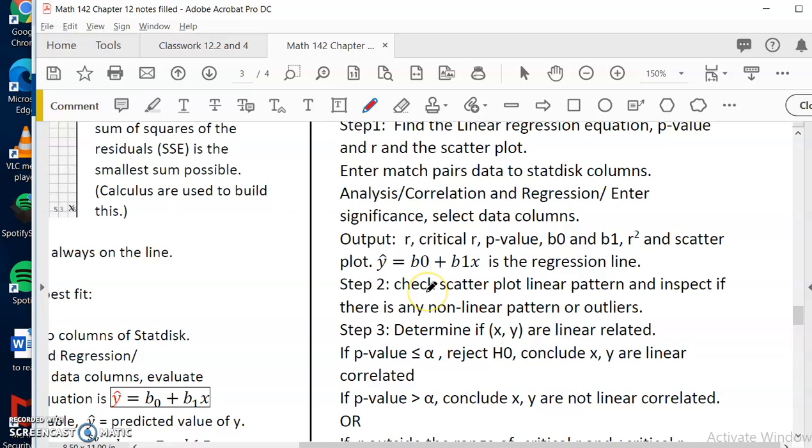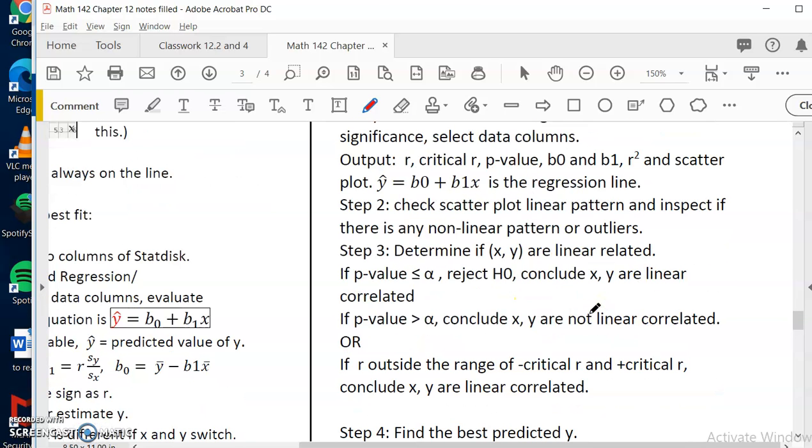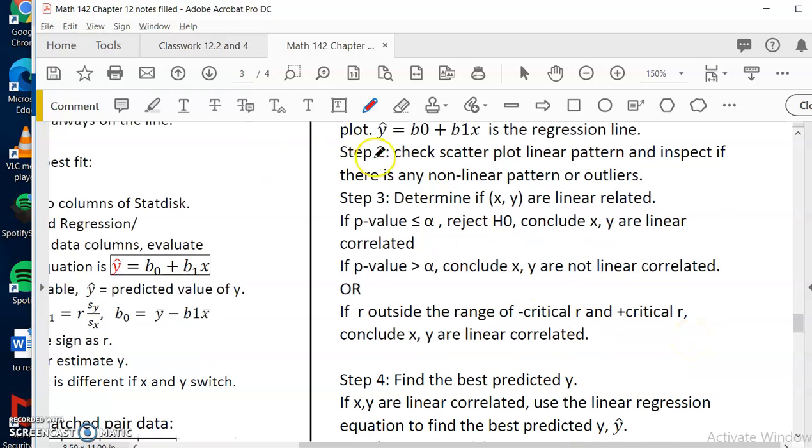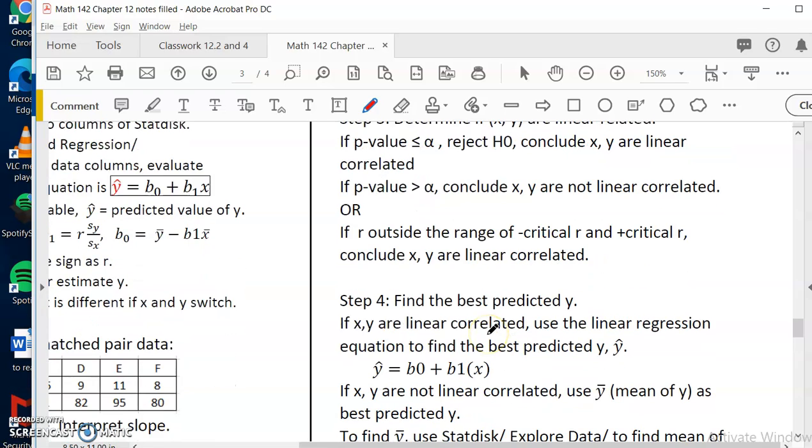And then step 2 is check the scatter plot for linear pattern and inspect if there's any non-linear pattern or outliers. Step 3 is look at the p-values. If p-value is less than alpha, then conclude they are linearly related. If p-value is greater than alpha, then there's no linear correlation. We talked about those before. And then if R is outside of the critical value range, then they are linearly related. You can use critical R and R if you want to.